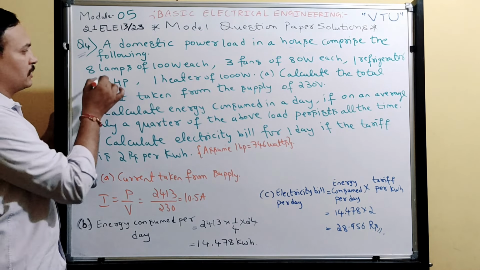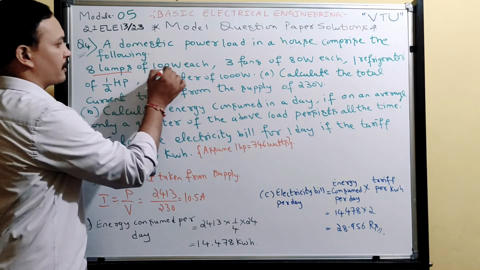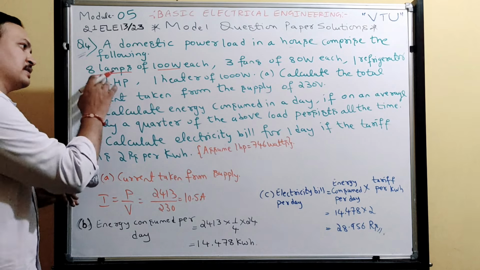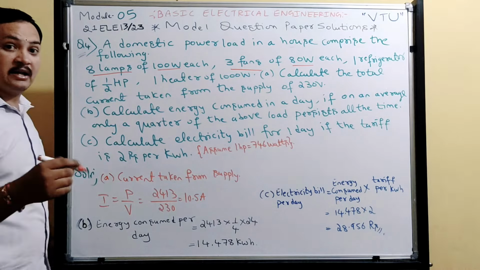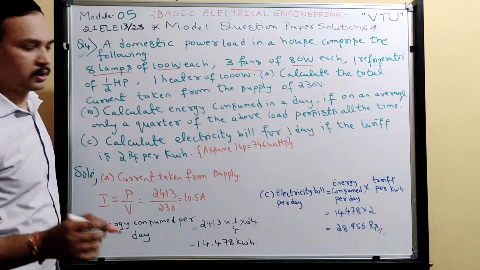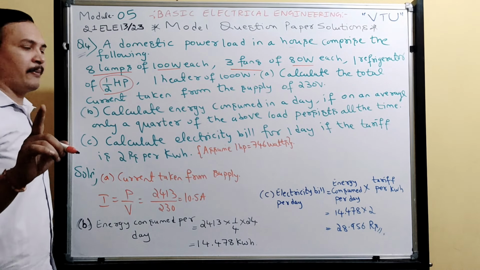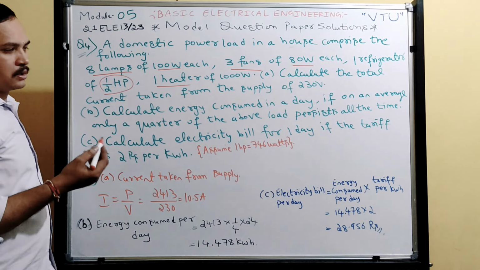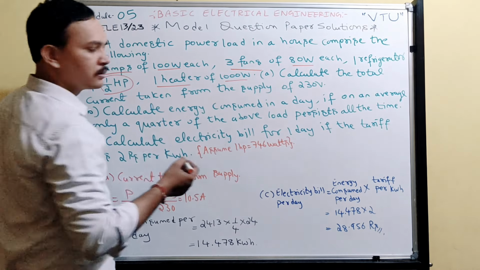In a house there are 8 lamps. Each lamp rating is 100 watt. In a home, in a house, 8 lamps are there, each lamp is 100 watt. And also in that home, 3 fans are there with 80 watt each. And in a house, a refrigerator is there. The refrigerator is run by a motor, so a half HP motor is there. The capacity of that motor is half HP. And in that home, one heater is there, a water heater or any other, in a kitchen for heating something like that. One heater of 1000 watt.